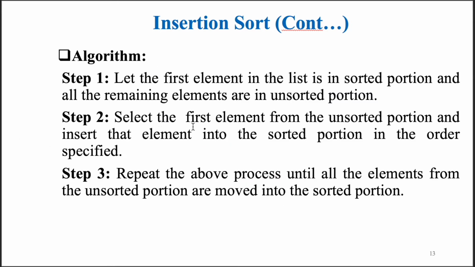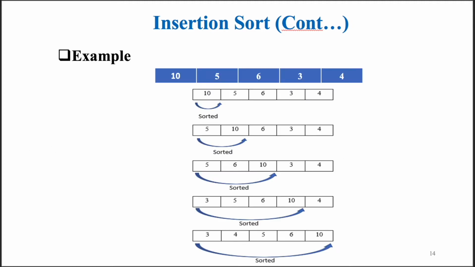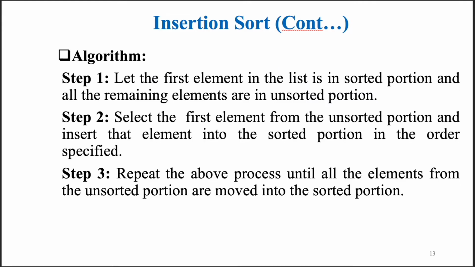Step 2. Select the first element from the unsorted portion and insert the element into the sorted portion in the order specified. Now we have to take the first element from the unsorted portion, that is 5, and insert it into the sorted portion. When we are inserting it, we have to follow the ascending order, and 5 is less than 10, so it should come first.